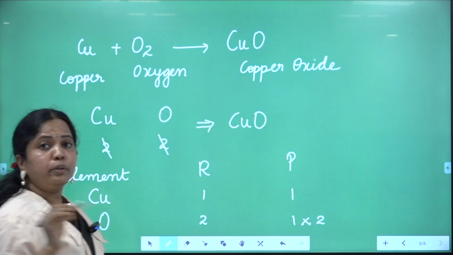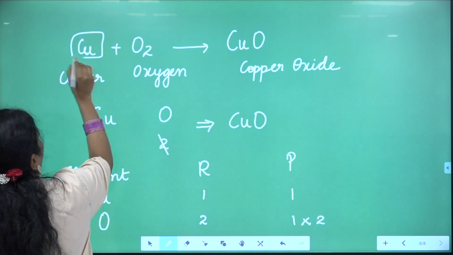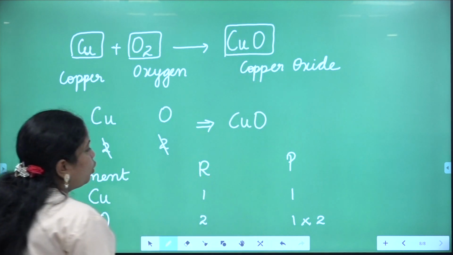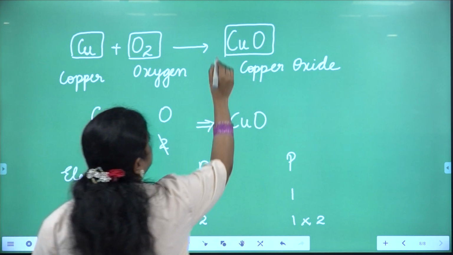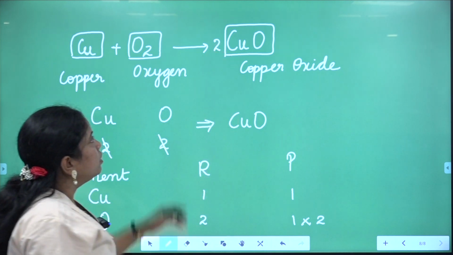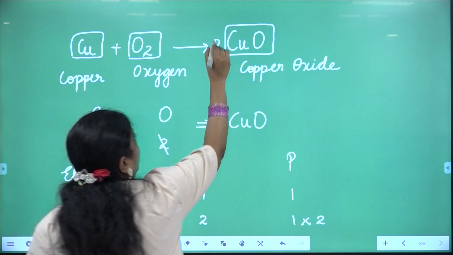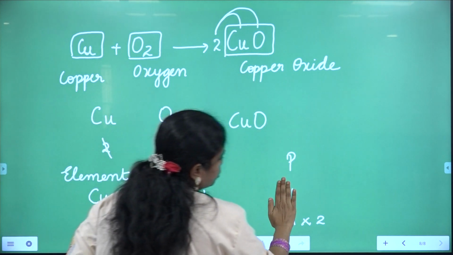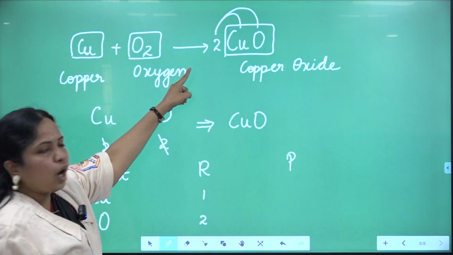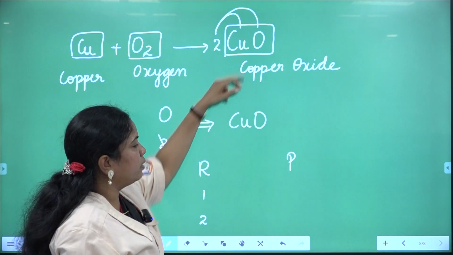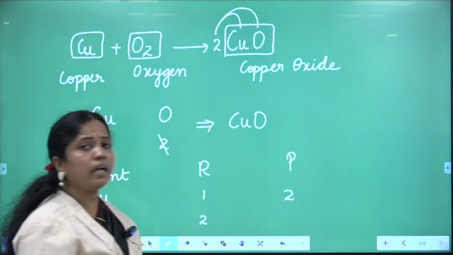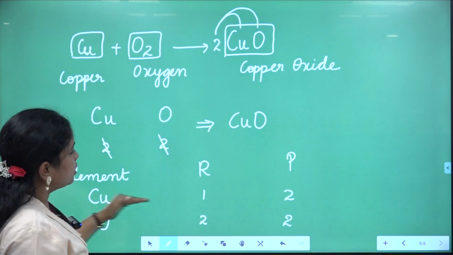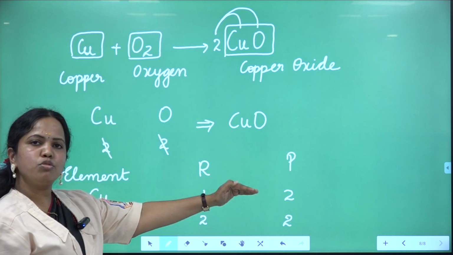Before that, we need to draw a box. So we multiply by 2. Now this 2 is common for both copper as well as oxygen. So how many copper do we have? 2 copper. And how many oxygen do we have on the product side? 2 oxygen. So now oxygen is 2 on the reactant side as well as 2 on the product side.